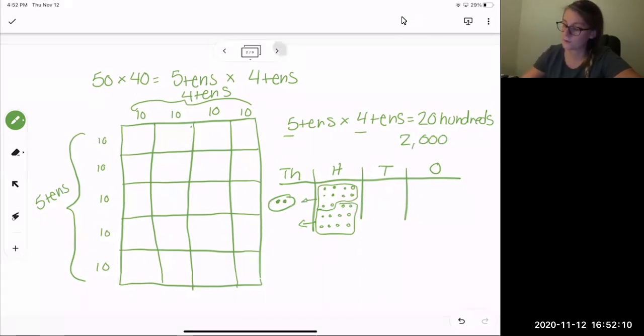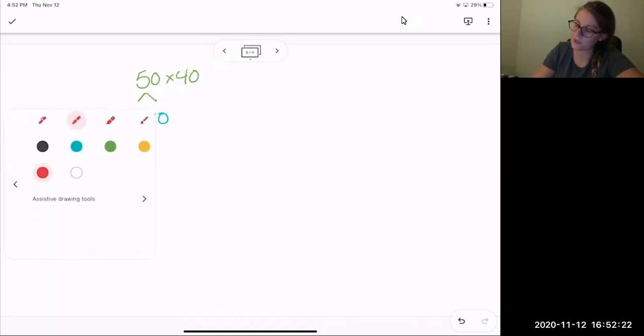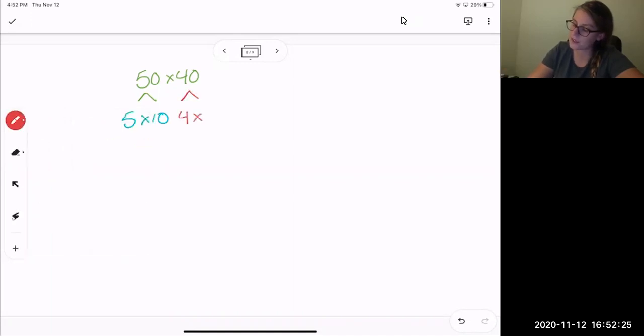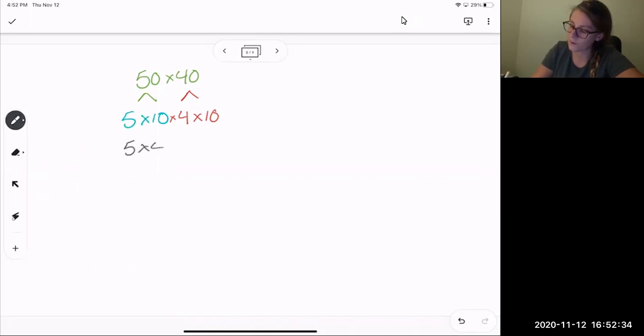And you could also show this one by decomposing. You can decompose 50 into 5 times 10. You can decompose 40 into 4 times 10. And then we can move our numbers around and we can do 5 times 4 times 10 times 10, which gives us 5 times 4 is 20, times 10 times 10 is 100, and 20 times 100 is 2,000.